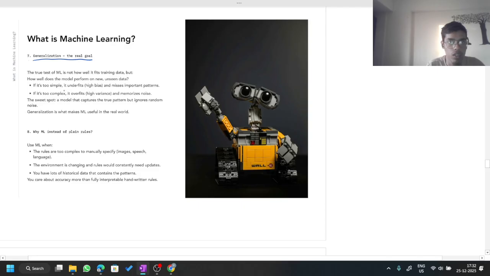Like if a model is too simple, it underfits. We say it to be a high bias model. Why high bias? Because the model is biased towards a particular trend and it is missing the important patterns. If the model is too complex, it overfits the data and memorizes noise, as in some of the data points.